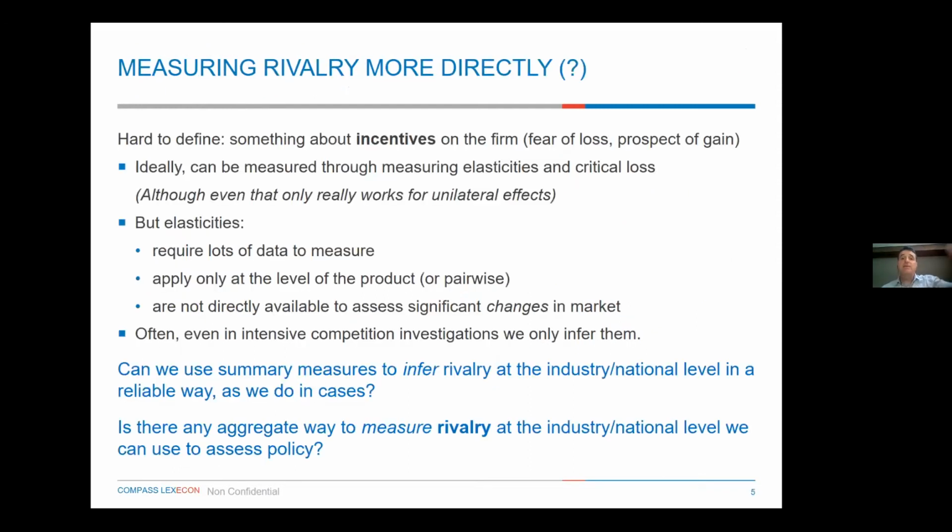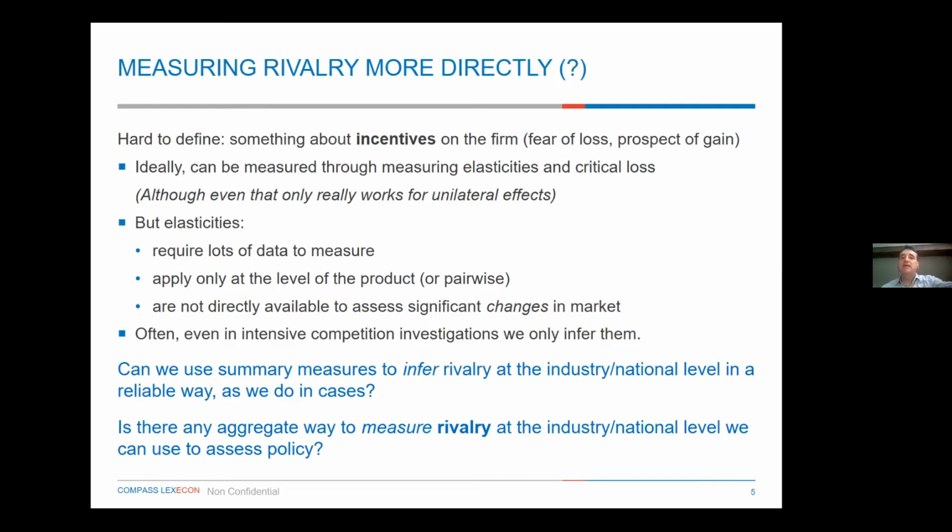And sometimes we can measure these things reasonably well. What is it we're really trying to get at when we talk about competition? I think it's something to do with incentives. Rivalry is maybe a feeling within the firm that we're considering, a fear of losing their markets, the prospect of significant gain if they were to compete harder against their competitors, for example, if they were to reduce their prices.